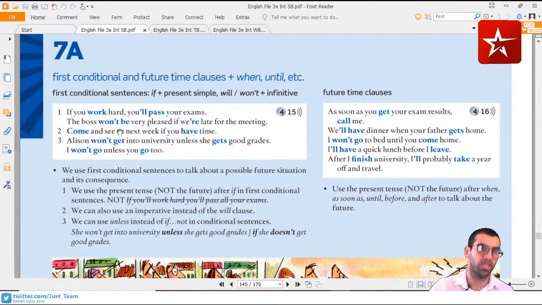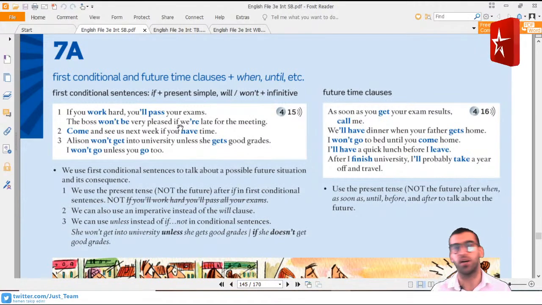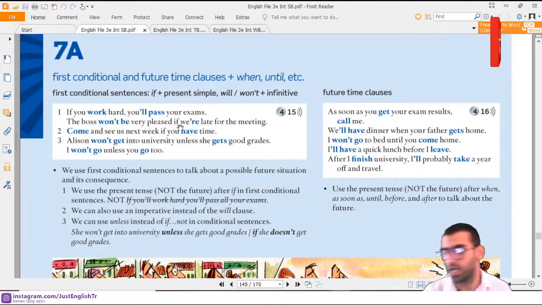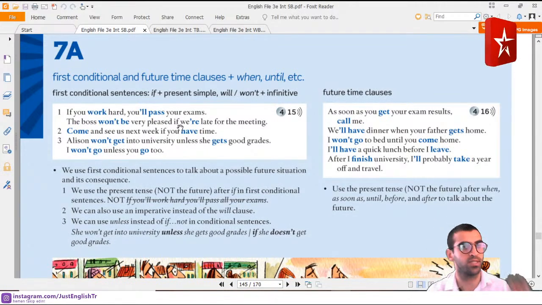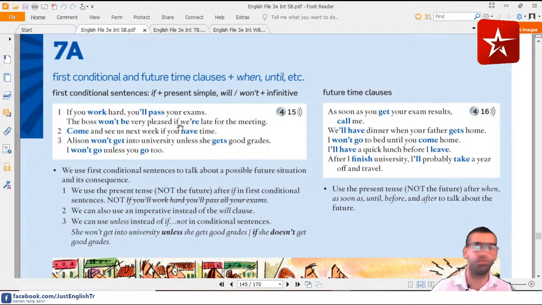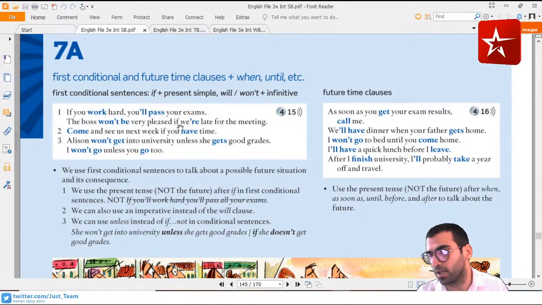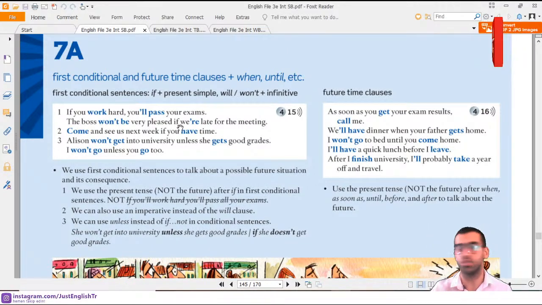The second rule: if the if clause comes at the beginning of the sentence, we must use a comma. But if the if clause comes after the main clause, in the middle of the sentence, we don't use any comma before or after if. Okay? Keep in your mind. If the clause comes at the beginning, we use a comma before the main clause. But if it comes in the middle, we don't have to use any comma before if or after if.